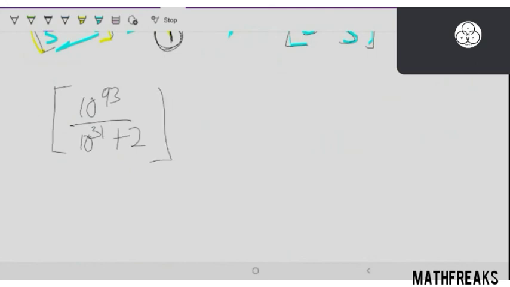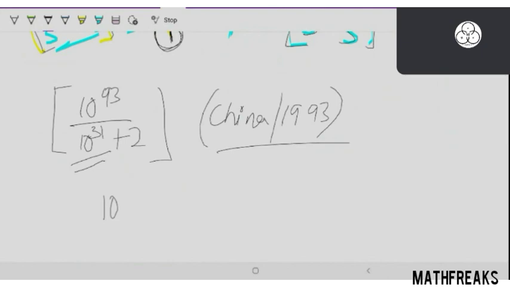Find the unit digit of this expression. This question was asked in China in 1993. Find the unit digit. This is 10 to the power 93, and here it is 10 raised to the power 31, and this is 2.